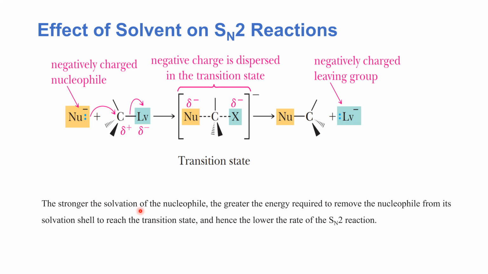So the stronger the solvation of the nucleophile, the greater the energy required to remove the nucleophile from its solvation shell to reach the transition state, and hence the lower the rate of the SN2 reaction. I hope you picked up that point, because if that nucleophile is solvated by the solvent, if we are using a polar protic solvent, it will engage that nucleophile, because it is negatively charged.